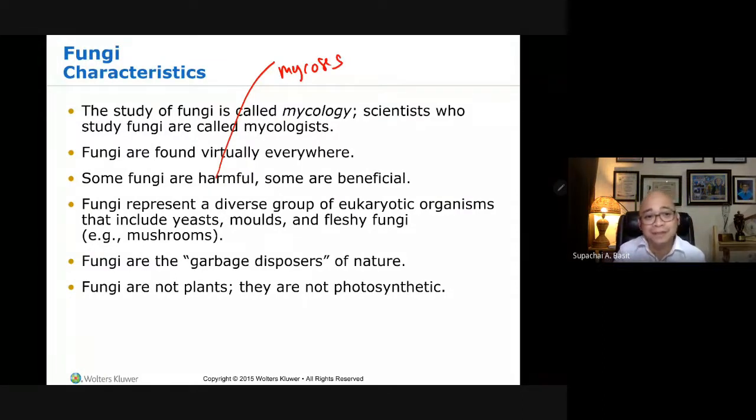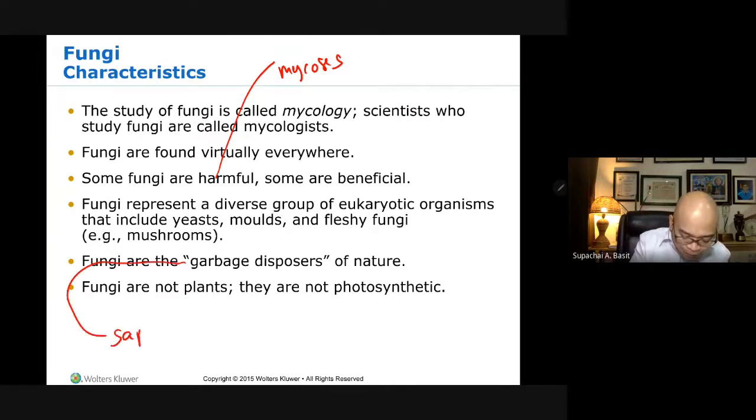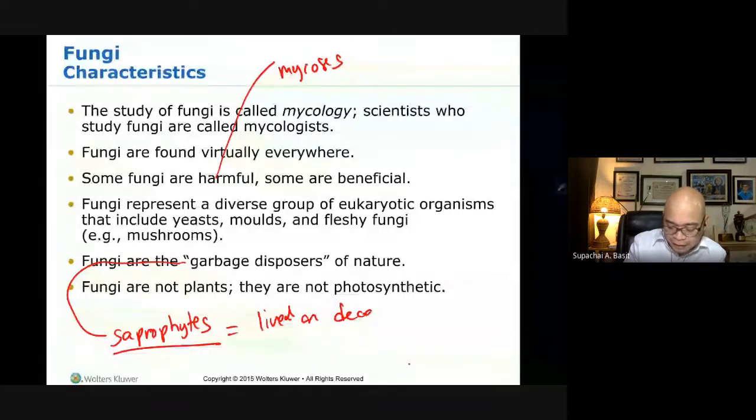Some are beneficial. Fungi represent a diverse group of eukaryotic organisms, including yeasts, molds, and fleshy fungi, which sometimes you could eat, such as mushrooms. Fungi are the so-called garbage disposers of nature because we consider them as saprophytes. When you say saprophytes, they live on decaying organic matter.